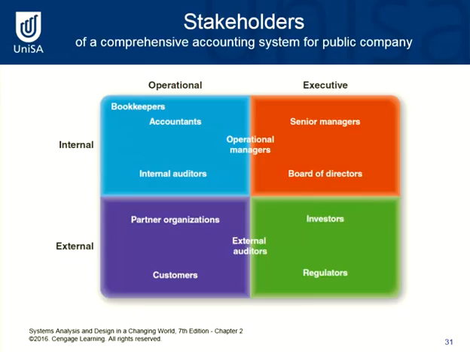So, give you some examples. This is the stakeholders of a comprehensive accounting system for a public company. We've got obviously this grid here in terms of internal operational, external operational, external executive and internal executive. So they all have an interest in the particular system, i.e. the accounting system, and they fit within this particular grid.